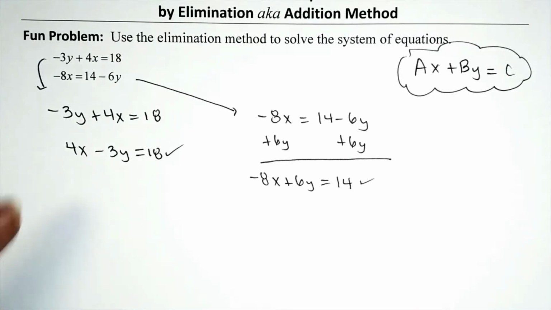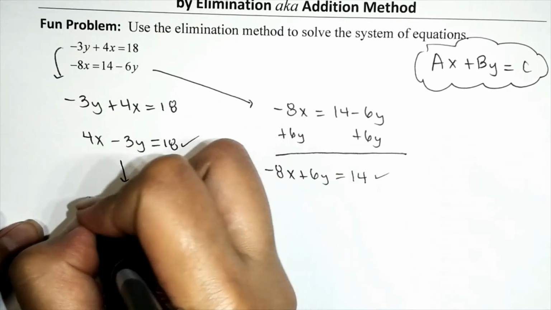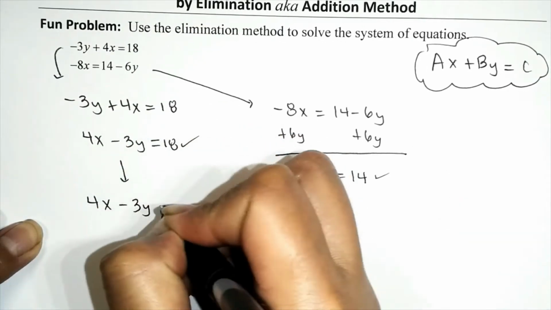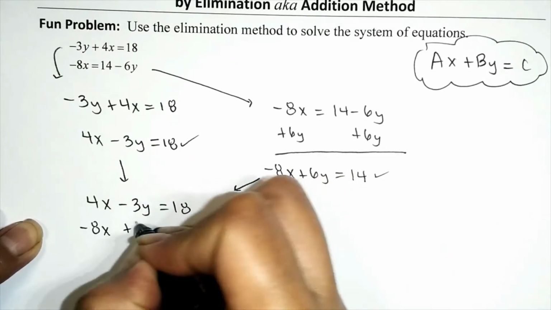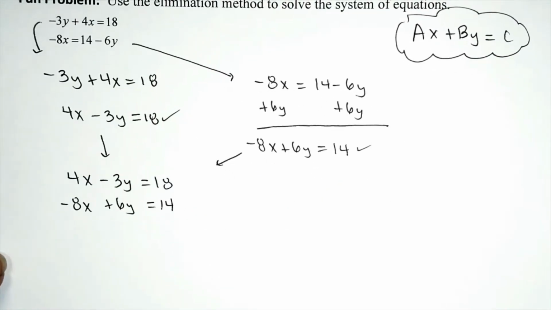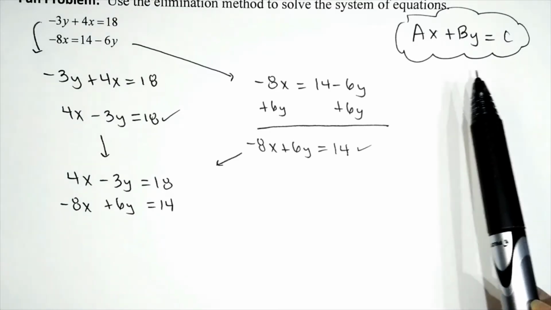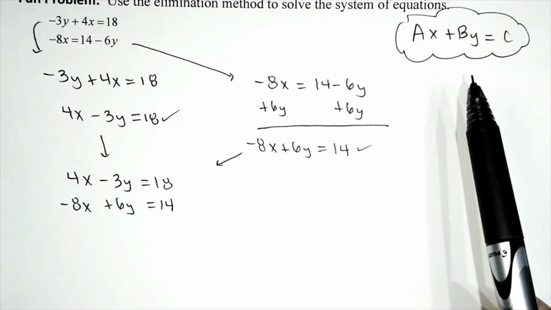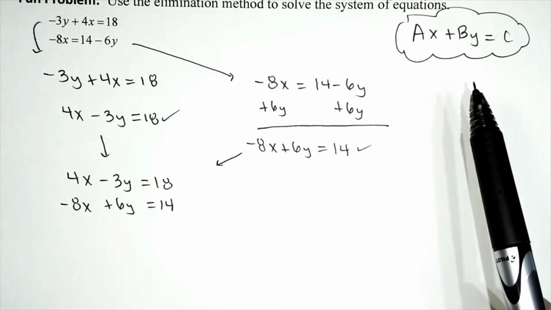So what are we gonna do? Let's go ahead and bring the equations together to form a system. So we have 4x minus 3y equals 18, and then the second equation, negative 8x plus 6y equals 14. Okay, so how do we solve a system of equations by elimination, or addition method, depending on the book that we're using? Our first goal is to write all the equations in standard form. Done. Our second goal is to pick a variable to eliminate. Once you have decided, fix it so the coefficients are opposite.